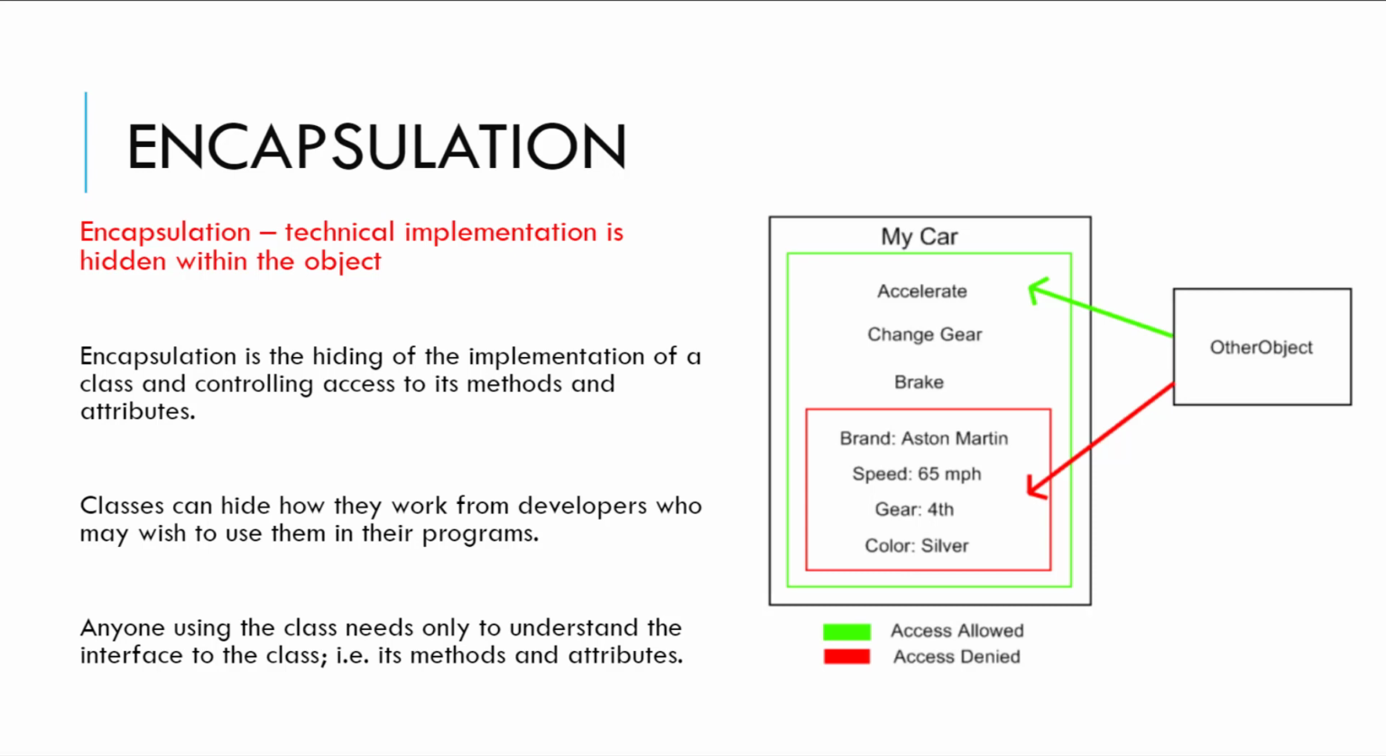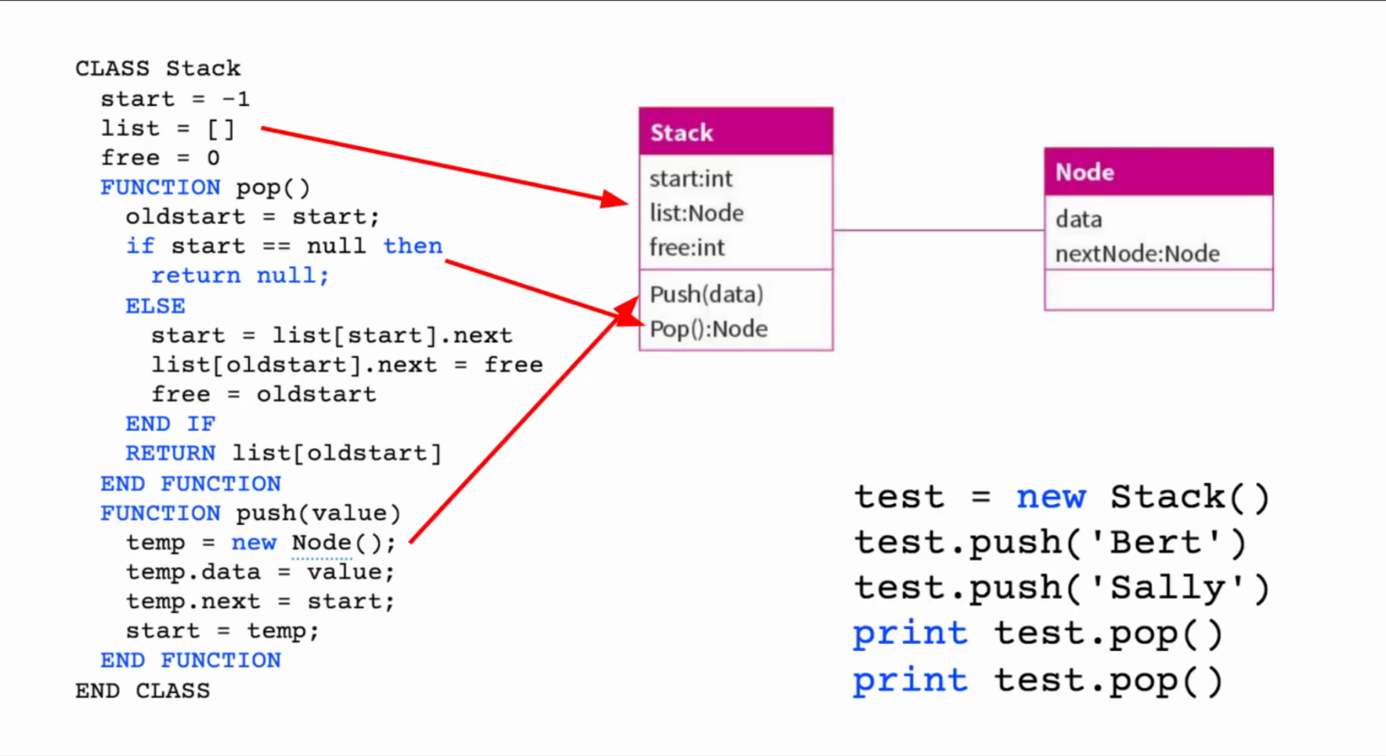So think about encapsulation another way. Here I've got some pseudocode on the left-hand side for a stack class. If you remember, a stack is a data structure where you can push data onto the stack and you can pop data off the stack. My stack class diagram looks like this. I have 3 attributes or variables, and I have 2 methods. I have a push method and a pop method.